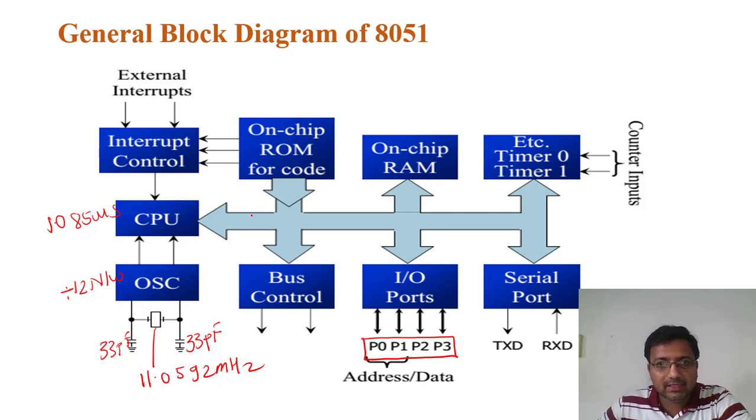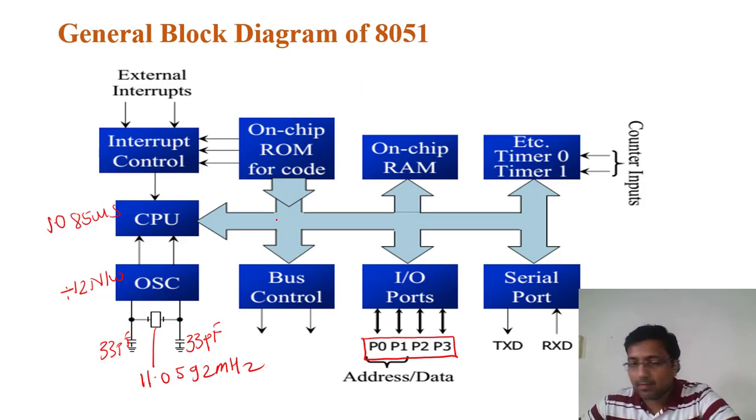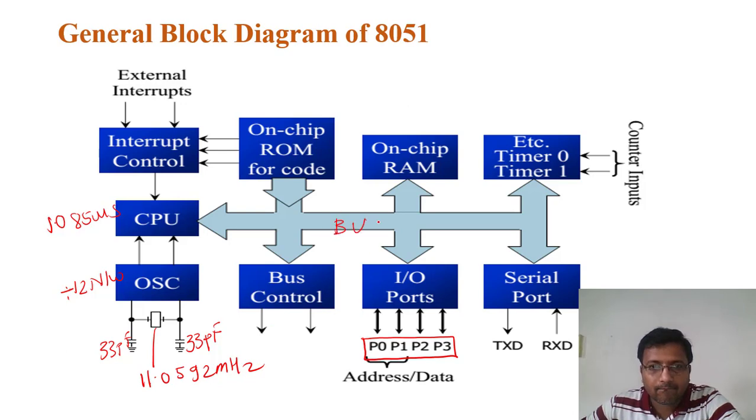Then there is a bus structure available. This bus will control all the external peripherals of the microcontroller. We have an interrupt controller. Altogether 6 interrupts are there, including external interrupts.